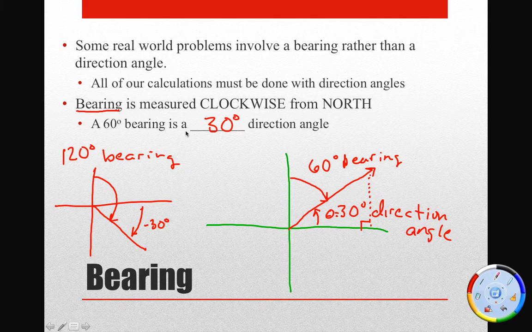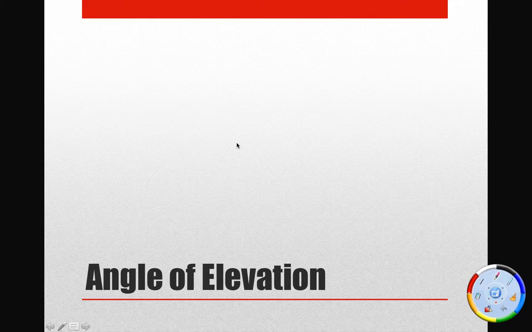When they use the word bearing, we have to change our angle normally. All right, next definition, angle of elevation. A lot of the word problems we deal with involve this idea, angle of elevation. We also have an angle of depression, but that's on the next page. And an angle of elevation is measured up from the horizontal.